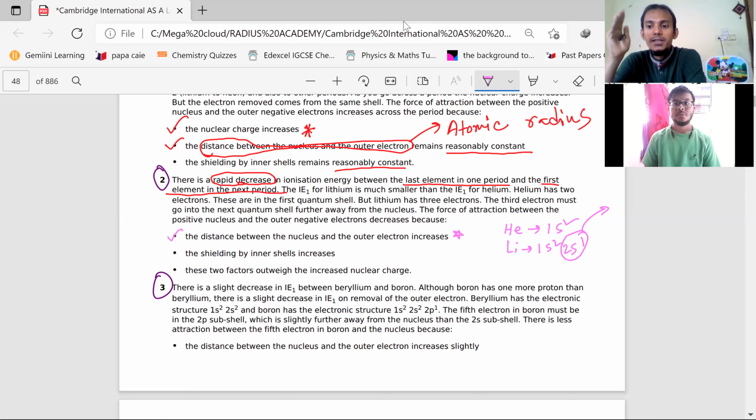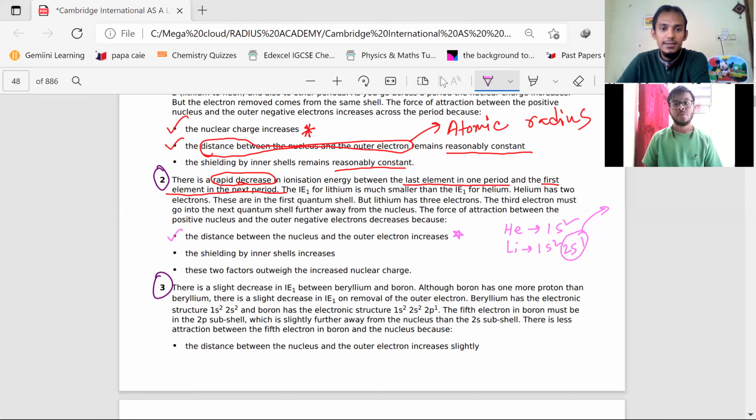ঠিক আছে, লিথিয়ামে ইনার শেল আছে, হিলিয়ামে কোনো ইনার শেল নাই. So no shielding for helium, but for lithium 1s2 electrons will give shielding to 2s1 electrons. Is it clear? Yes, sir. না বুঝলে কোশ্চেন করা লাগবে কিন্তু.